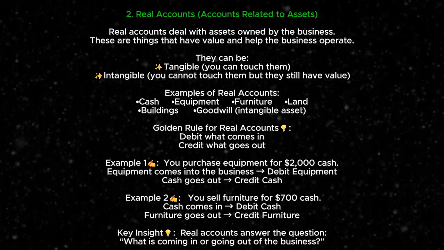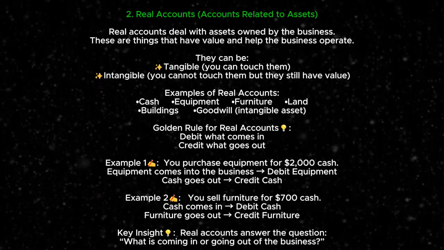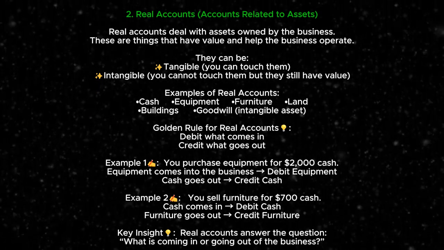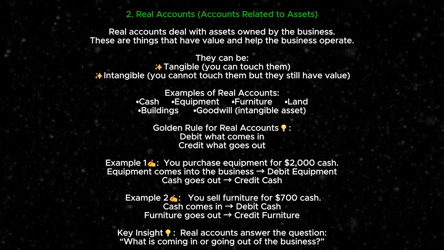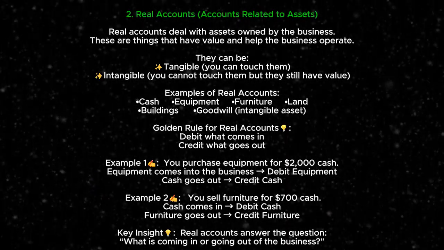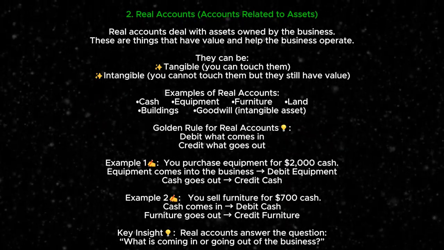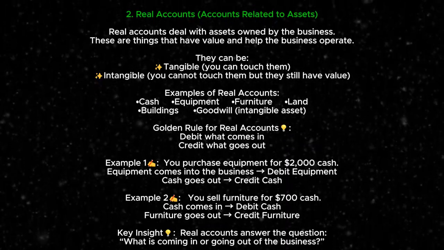Example 1. You purchase equipment for $2,000 cash. Equipment comes into the business, so debit equipment. Cash goes out, so we credit cash. Example 2. You sell furniture for $700 cash. Cash comes in, debit cash. Furniture goes out, credit furniture. Key insight: real accounts answer the question, what is coming in or going out of the business?